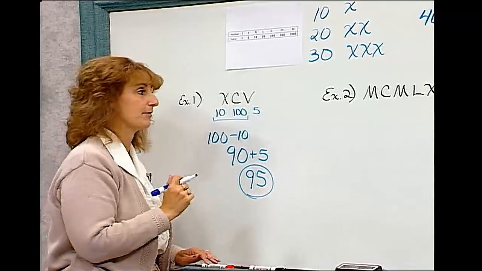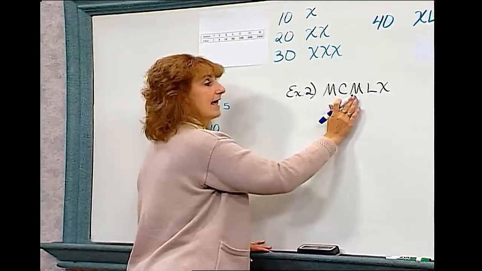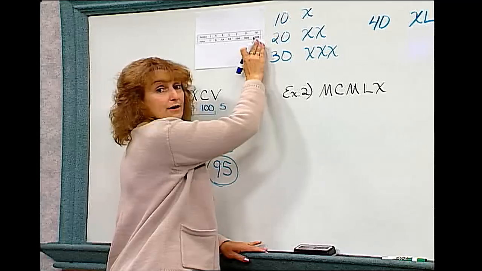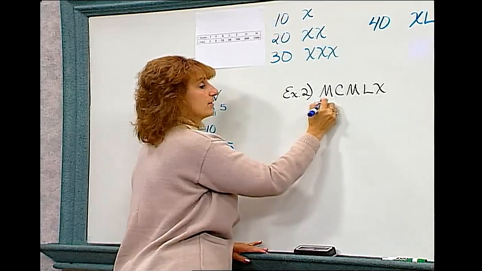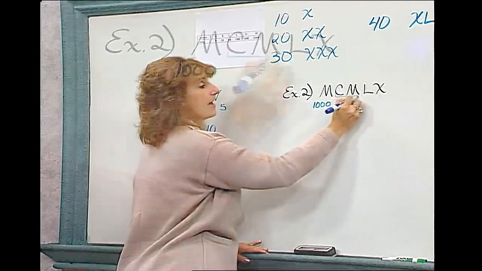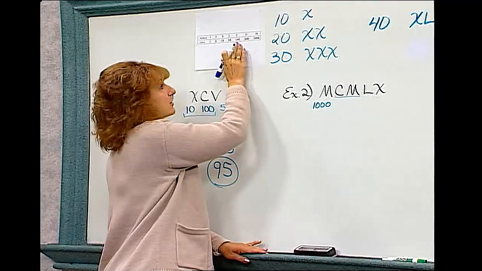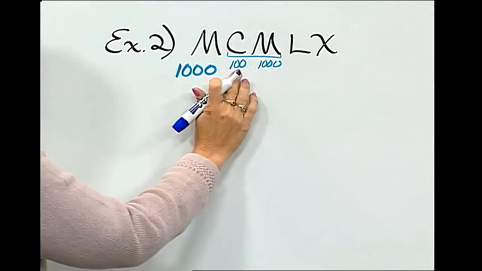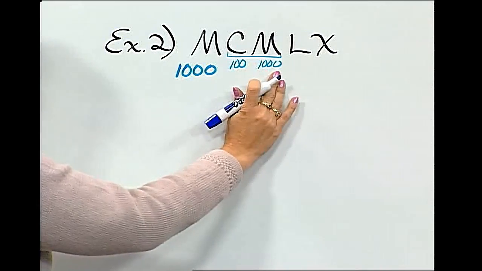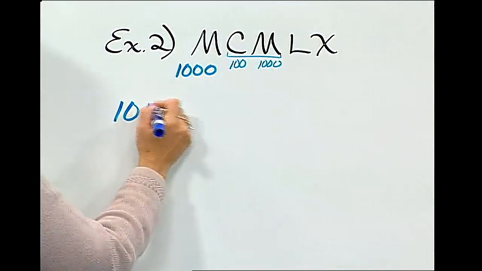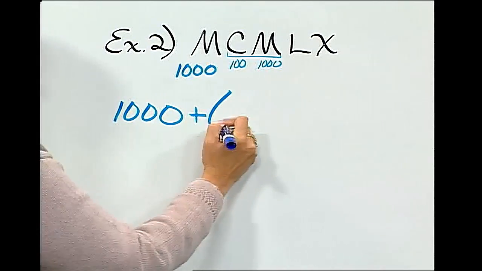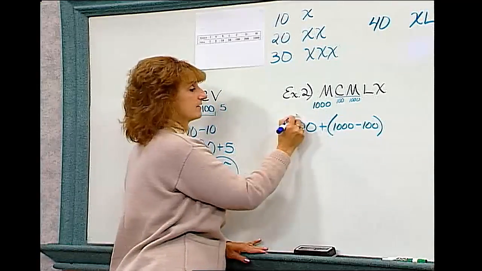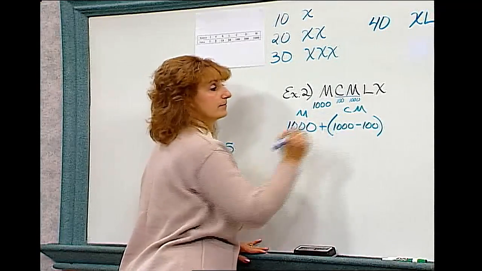Looking at my second example, I have MCMLX. Let's think about this. M is 1,000. That's the largest one. We'll start there. The CM has the 100 and then 1,000. Remember, if the smaller comes before the larger, we're going to need to subtract. So I still have this first 1,000, plus now I have 1,000 minus the 100 for the CM. This is my M, this is my CM.